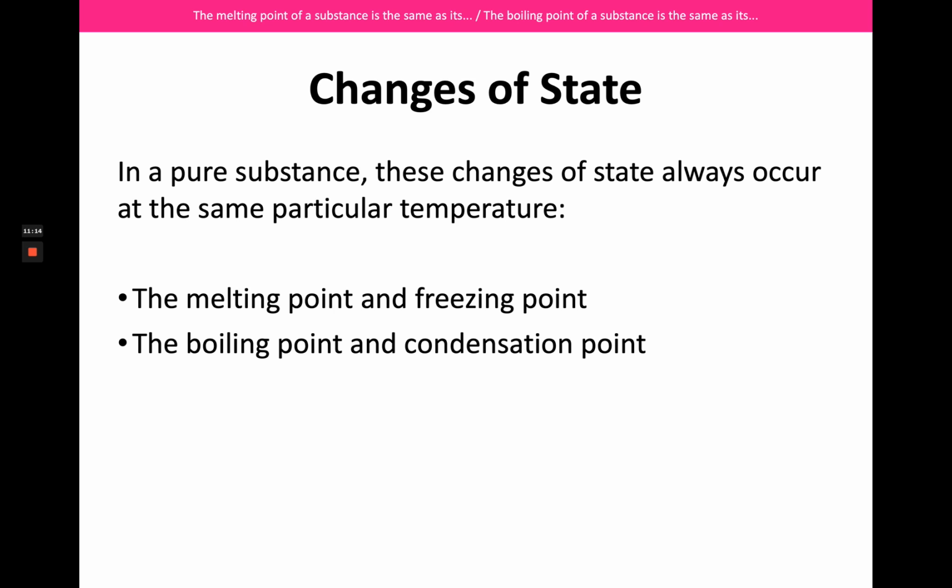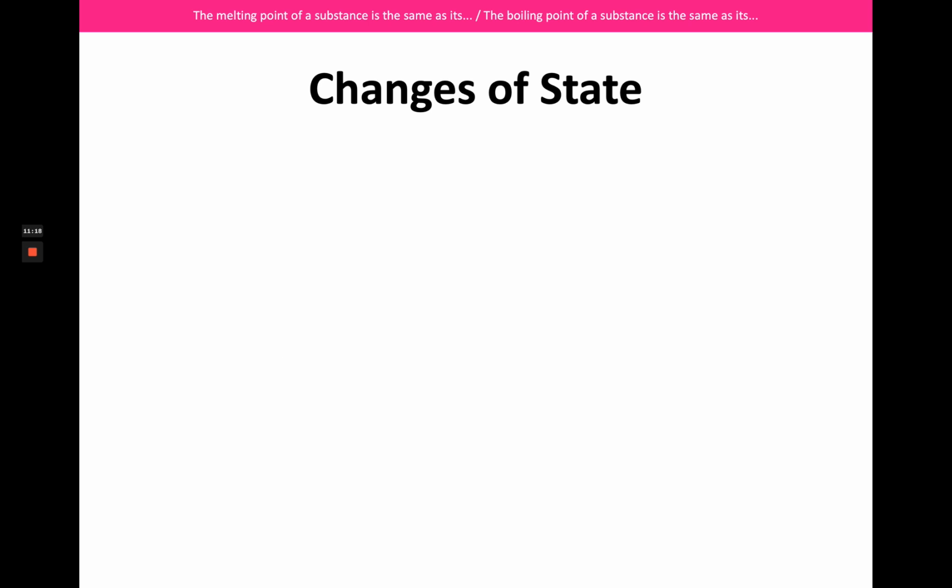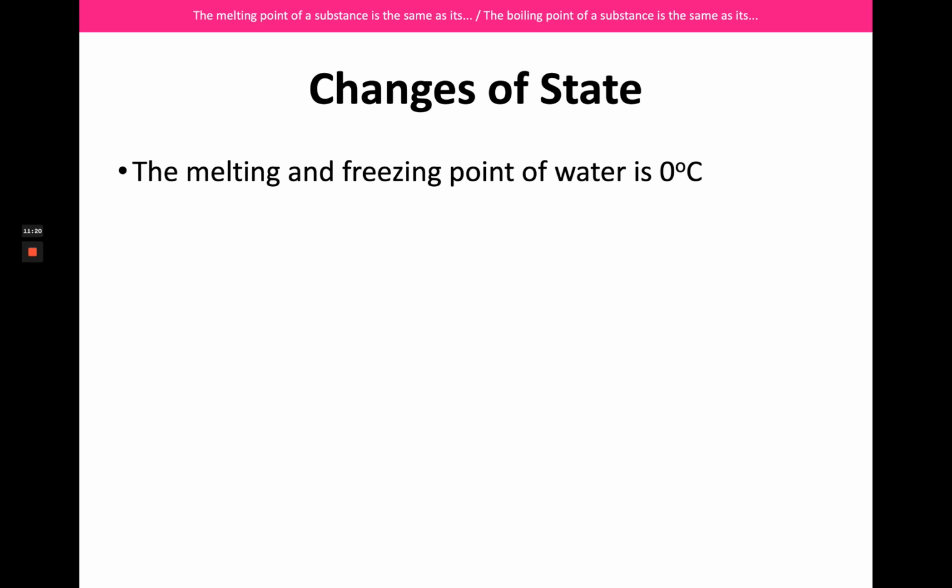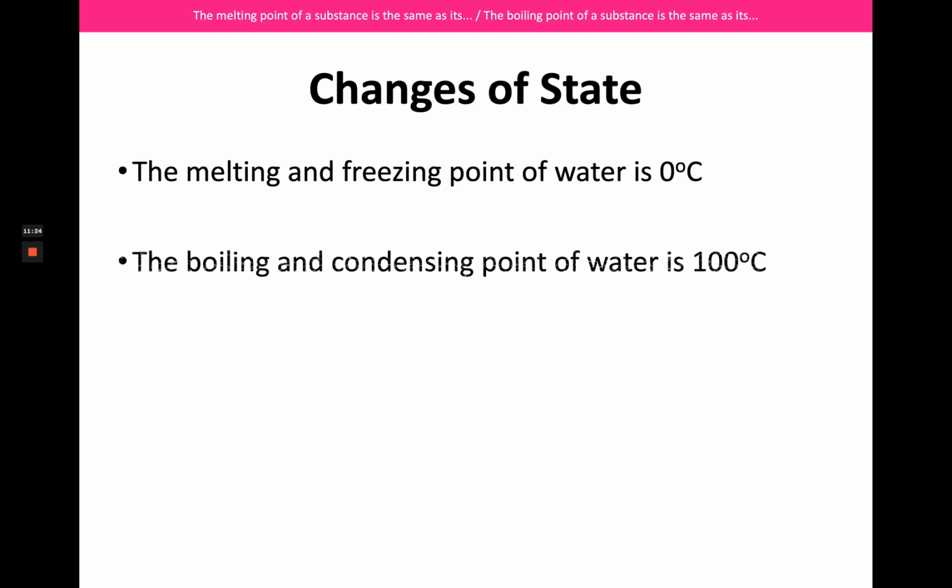So if we look at a specific substance, so if we look at water, the melting and freezing point of water is 0 degrees Celsius, and the boiling and condensing point of water is 100 degrees Celsius.